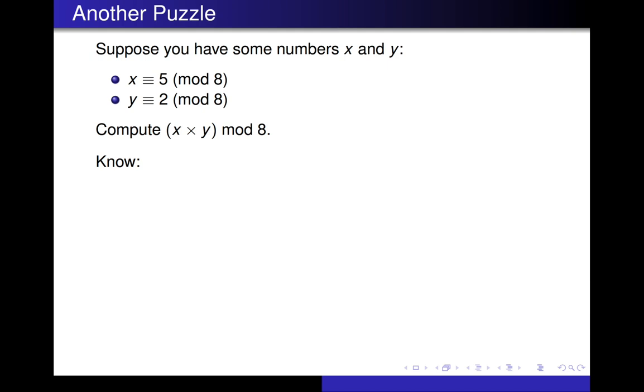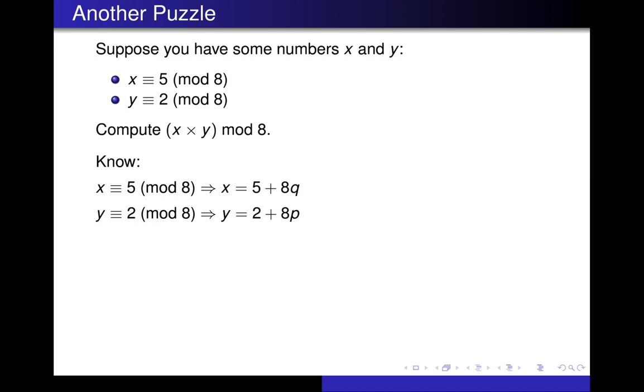All right, so here's what we know. X is congruent to 5 mod 8. That means that x is equal to 5 plus, now let's see, so we have 8 days in a week, so q weeks is going to be 8 times q, right? So x is going to be 5 plus 8q. Now, y is congruent to 2 mod 8, and then again here we have y is equal to 2 plus 8p. Again, we use p instead of q because we don't know how many weeks there are between y and 2.